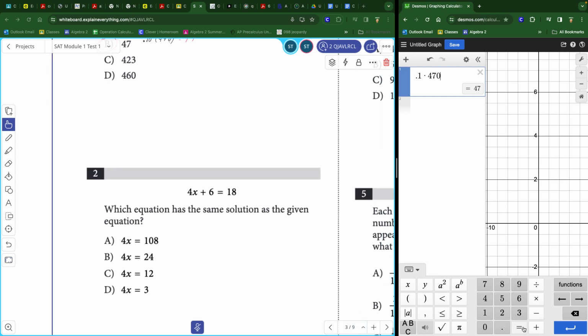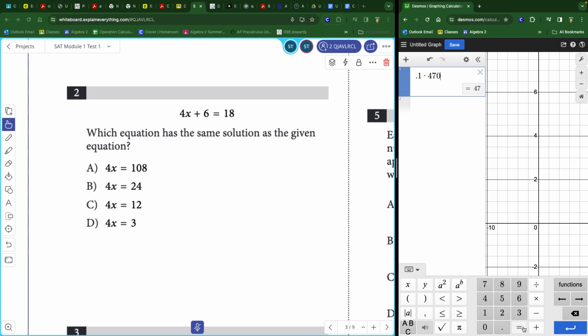Let's jump to problem number 2 now. Which one has the same solution as the given equation here? So let's find the solution of this one. This is just a nice linear equation. I'll just have to subtract 6, trying to get x alone, because it's x to the first. So 4x equals 12, rather. Right there I can see that's the same equation, so they're going to have the same solution.